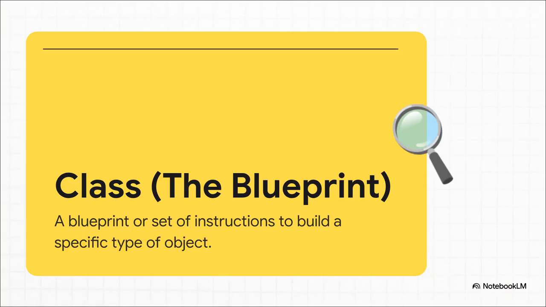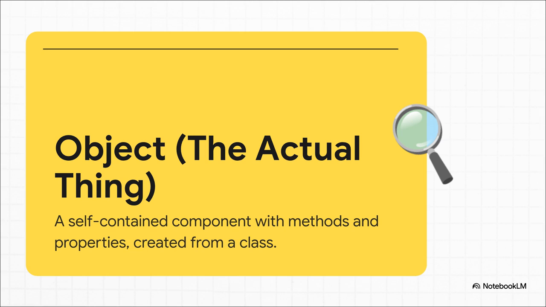All right, first thing you need to know about is the class. The best way to think about a class is as the blueprint. It isn't the actual house, right? It's just the detailed set of instructions for how to build a specific type of thing. And then, using that blueprint, we create an object. An object is the actual thing. It's the house you built from the blueprint. It's this self-contained component with its own properties and behaviors, all built exactly according to that class blueprint.